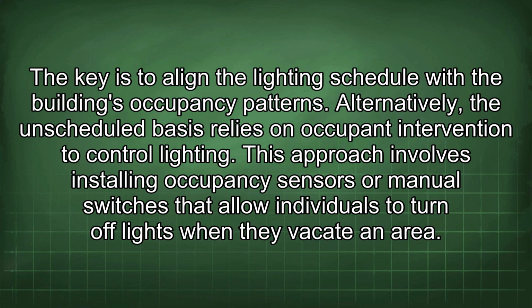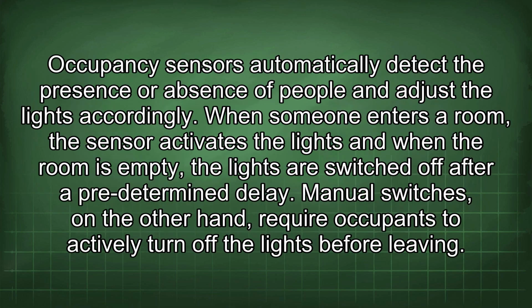Alternatively, the unscheduled basis relies on occupant intervention to control lighting. This approach involves installing occupancy sensors or manual switches that allow individuals to turn off lights when they vacate an area. Occupancy sensors automatically detect the presence or absence of people and adjust the lights accordingly. When someone enters a room, the sensor activates the lights, and when the room is empty, the lights are switched off after a predetermined delay.